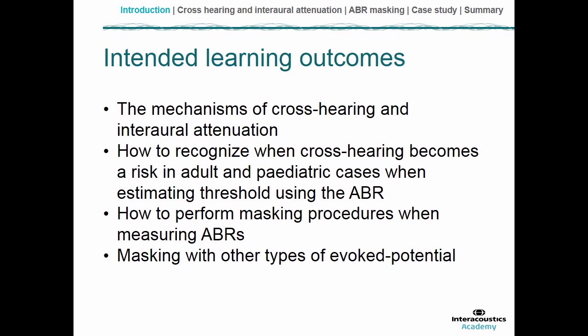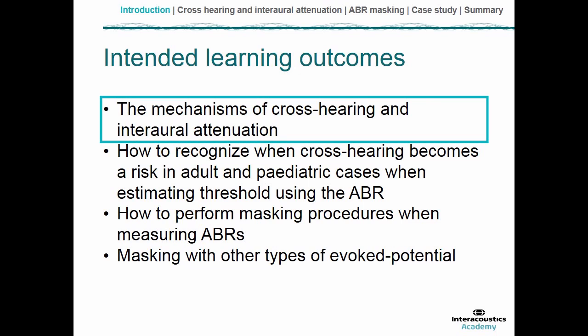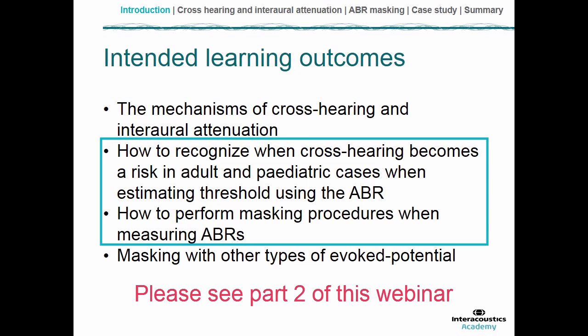So what we're going to do, I've got quite a long introduction, which I think is important to establish, or at least to remind ourselves of some of the physiological mechanisms of cross-hearing. In other words, the phenomenon that leads to the need for masking. So with that basis established, I'll then go on to talk about masking in the auditory brainstem response, both from a theoretical perspective and with use of a case study example.